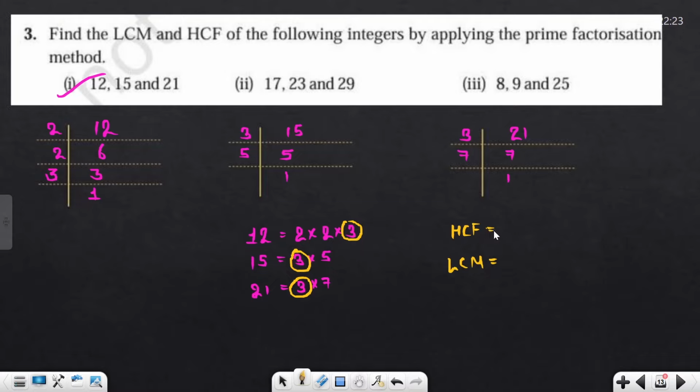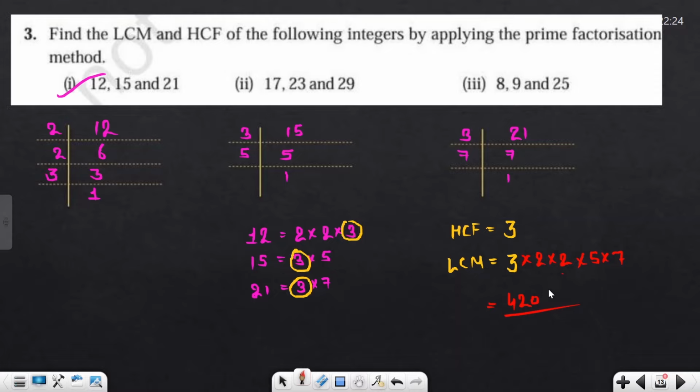How do we solve it? HCF is what? Common term. Common term, only one, is 3. So write 3. In LCM, write the common term one time. Now write the remaining terms. How many 2s? 2 times, so write here 2 into 2. Next remaining number is 5. Next is 7. When you multiply, you get the answer. 3 into 2 into 2 is 12, 12 into 5 is 60, 60 into 7 is 420. The LCM answer is 420.